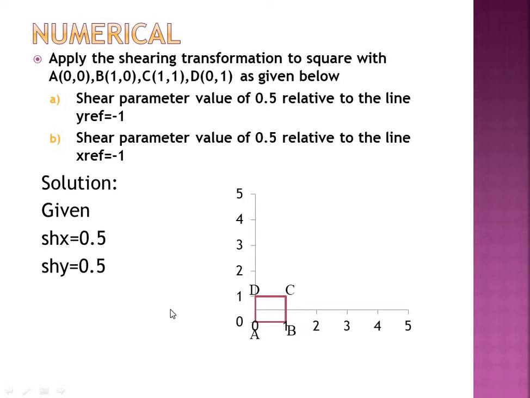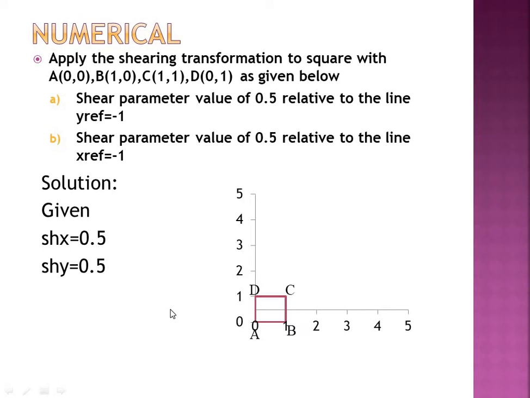Now we will solve a numerical, which is to apply the shearing transformation to this square. A square is given: A(0,0), B(1,0), C(1,1) and D(0,1). We are given a shear parameter value of 0.5 relative to the line y reference equal to -1, and the second one is a shear parameter value of 0.5 relative to the line x reference equal to -1.